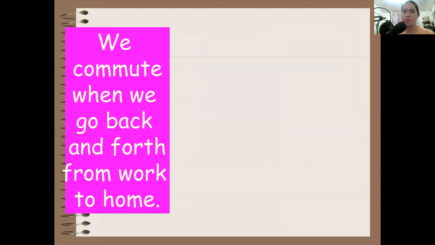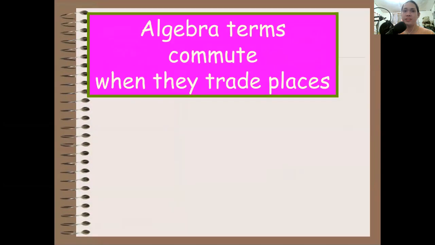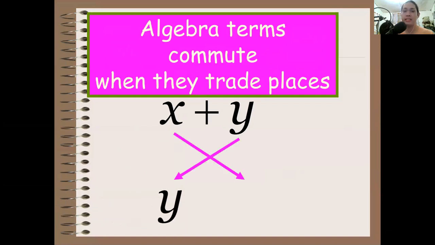So we commute when we go back and forth from work to home. The first property will give us this idea: algebra terms commute when they trade places. This is an example of the commutative property for addition: x plus y, y plus x. In short, according to the commutative property, even if you interchange them, nothing will change. So x plus y is equal to y plus x. That is the commutative property of addition.